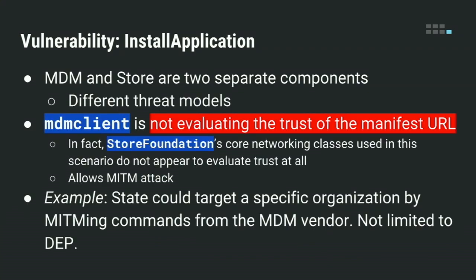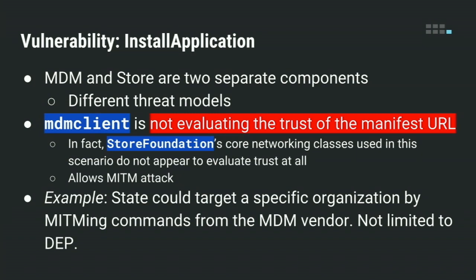What's interesting is the MDM and the store, they're two very separate components of the OS. It's safe to say they have different threat models. The MDM client here is not evaluating the trust of the manifest URL, and neither is the store. In fact, Store Foundation, which contains the core classes that power CommerceCore, does not evaluate trust at all. This allows a man-in-the-middle attack.